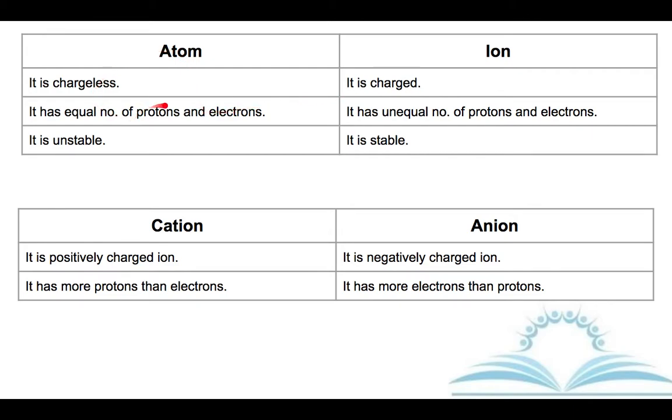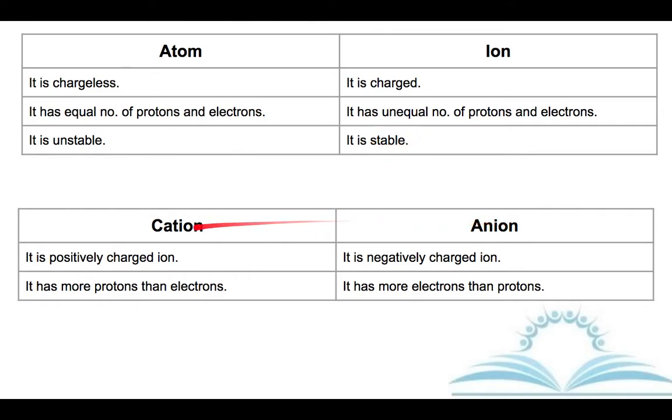In an atom, the number of protons and electrons is equal, but in an ion, protons and electrons are not equal. That's why they are charged. An atom is unstable because the outermost orbit is not completely filled by electrons. But an ion is stable because it is in either a duplet or octet state.